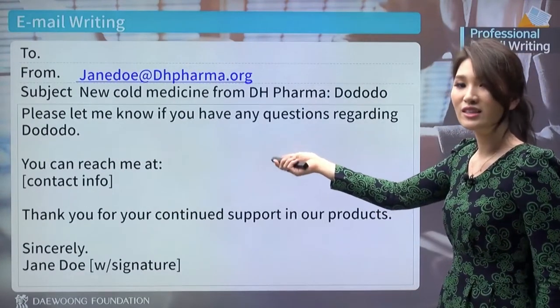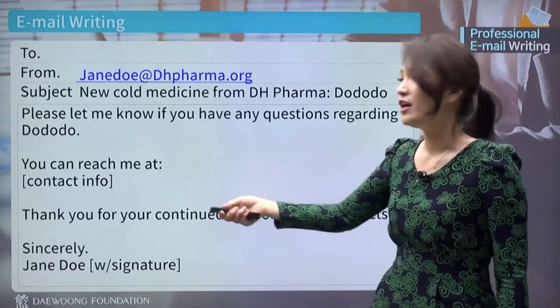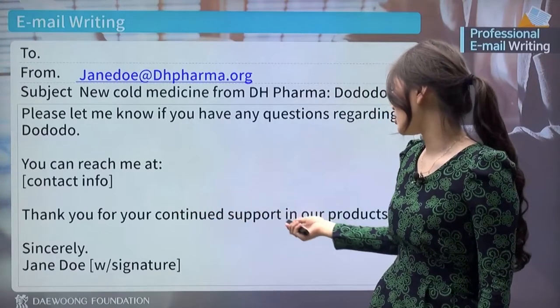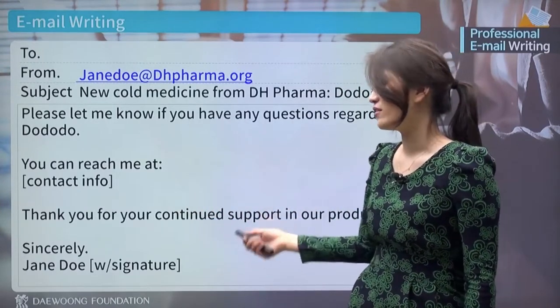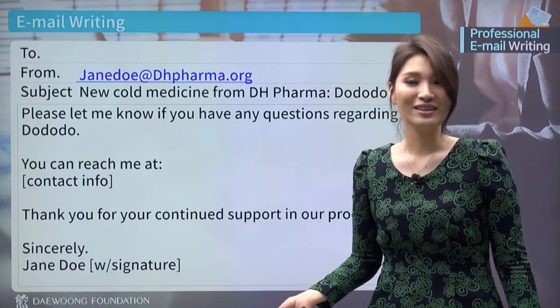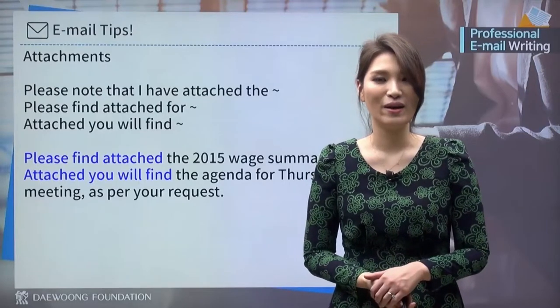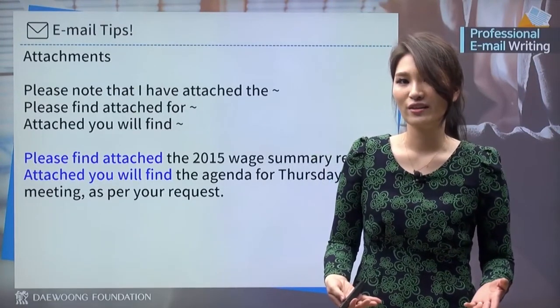Please let me know. This is the course of action, right? If you have any questions regarding Dododo, you can reach me at somewhere, right? And then thank you for your continued support of our products. Sincerely, Jane Doe, with a signature, right? Yay! So with this, we have now learned how to write introduction and announcement emails, how to introduce yourself, and how to announce new information to others.